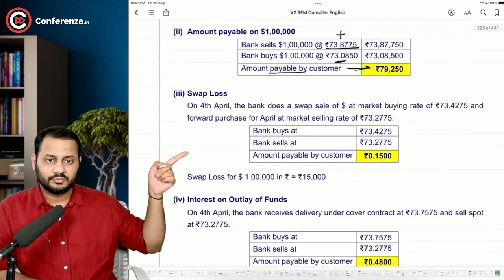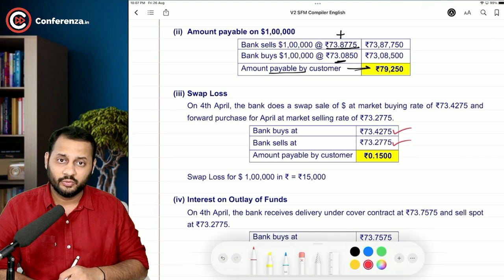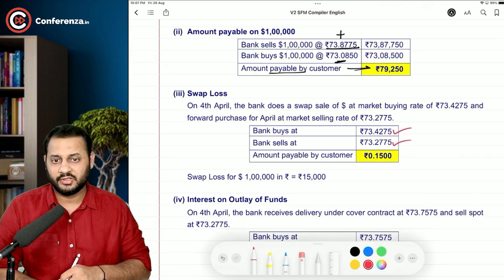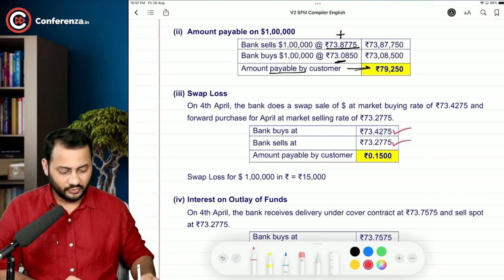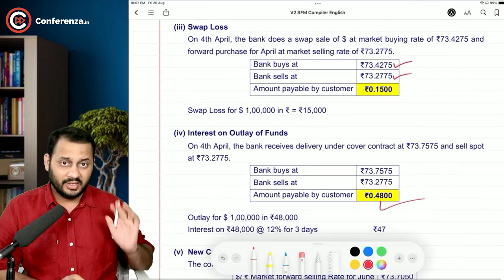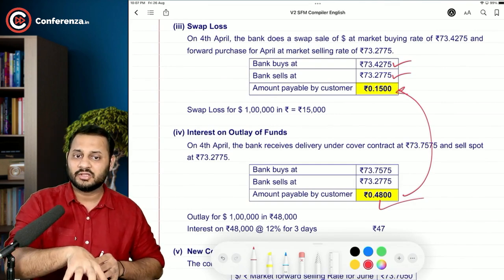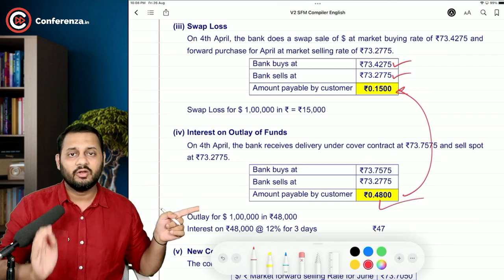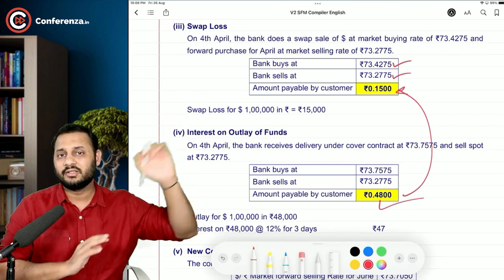See, 4275, 2775. These two are the new rates, spot rate and closest forward rate. The difference between these two. Swap loss 15,000. Now interest on outlay. What was the outflow? 48,000 was the outflow. Understand that this 48,000 is included in that 15,000. 48,000 of the loss, 45,000 of the profit, and 12,000 of the loss of profit. All the three are included in that 15,000 loss.